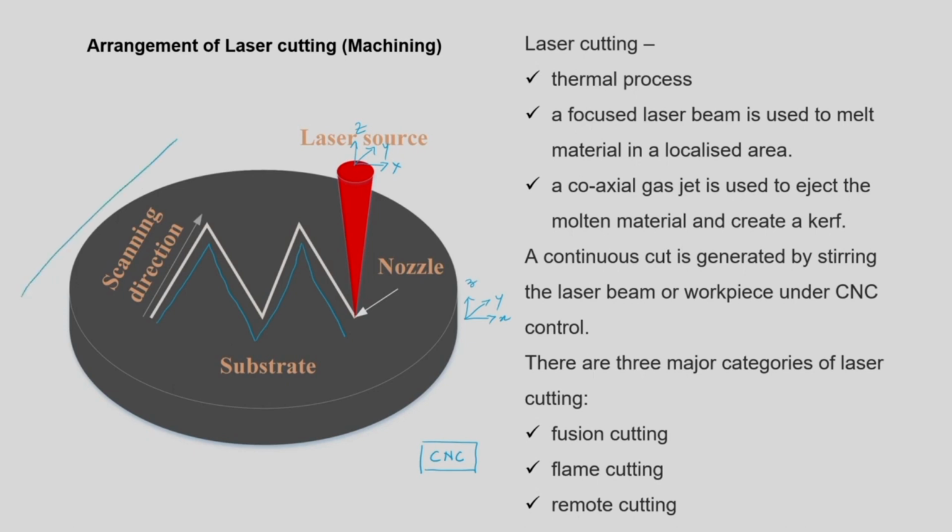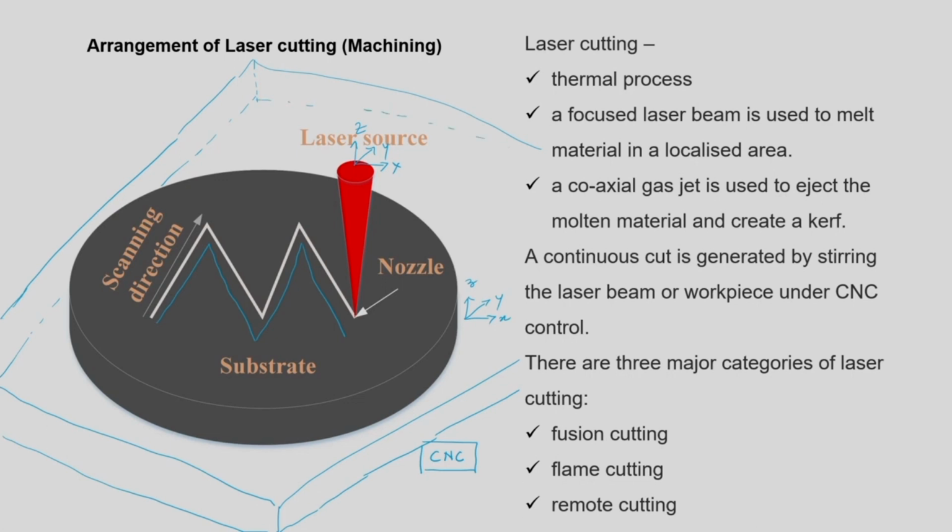So, you can have a table here and this table can be moved in the XY plane. This is the CNC table that we have. We can move the CNC table by using programming, that is G and M code. This G and M code has to be written to move the substrate with respect to the nozzle.